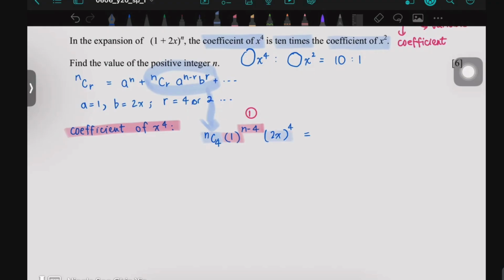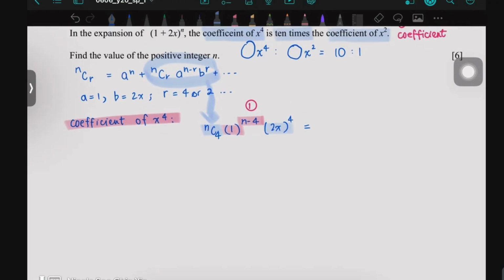nC4, 2x to the power of 4. Okay? Alvin, so far okay? I go very, very slow.